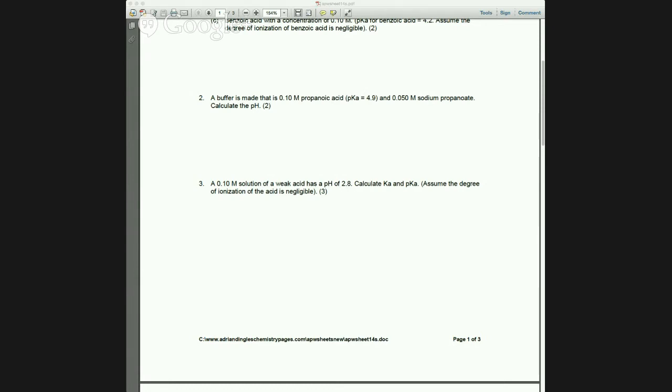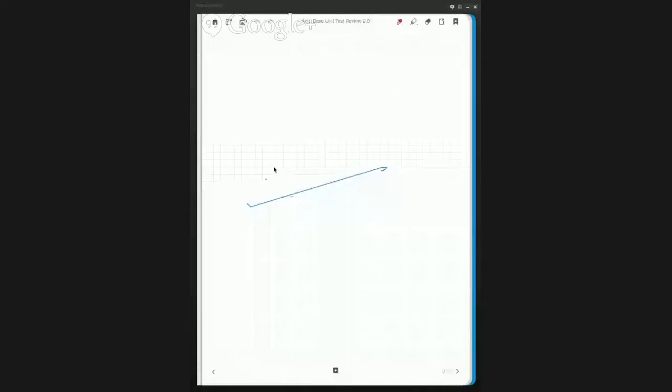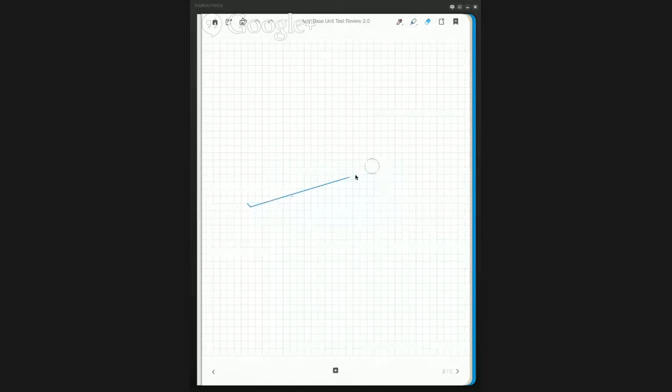So this is now with a buffer, we're going to be using the Henderson-Hasselbalch equation. So let me skip on over to the next page and erase whatever that was that I made. Okay. All right, so I like blue. So we're doing number 2.